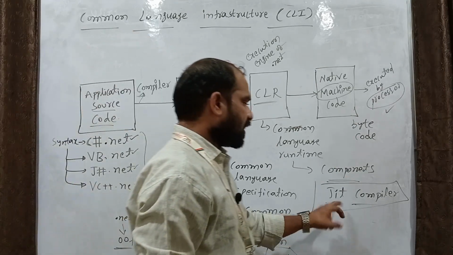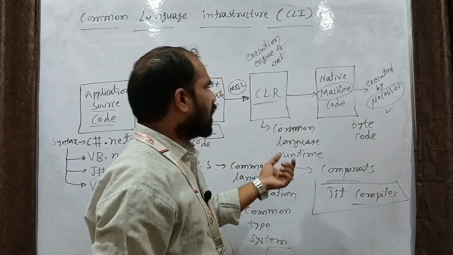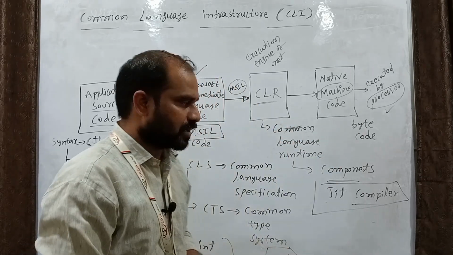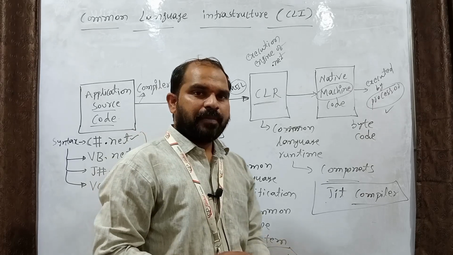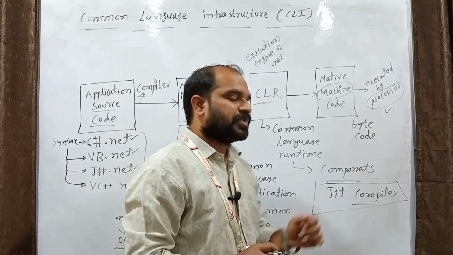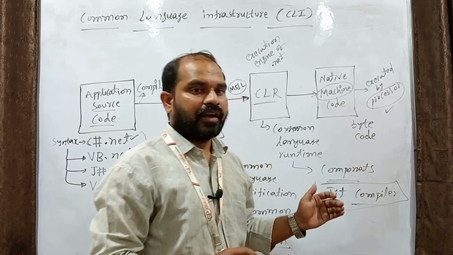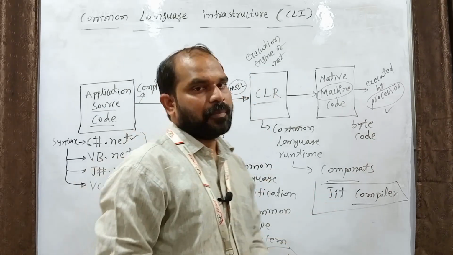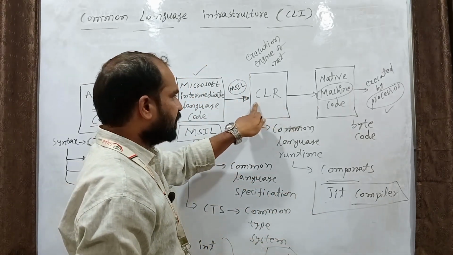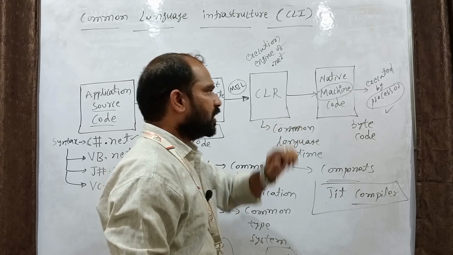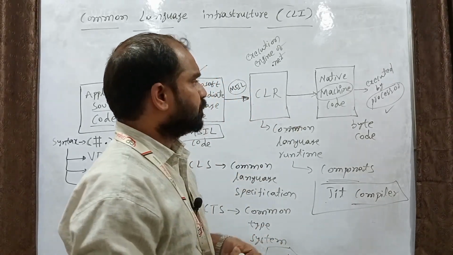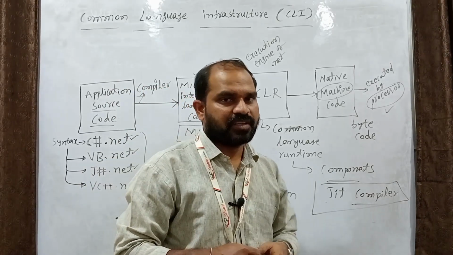Along with the JIT compiler, many components are involved to make a smooth execution of your application, like the class loader, memory manager, garbage collector, JIT compiler, exception manager, thread manager, and security manager. All these different components are inside the CLR to execute your application, right? We are going to discuss object-oriented programming concepts in the next class.